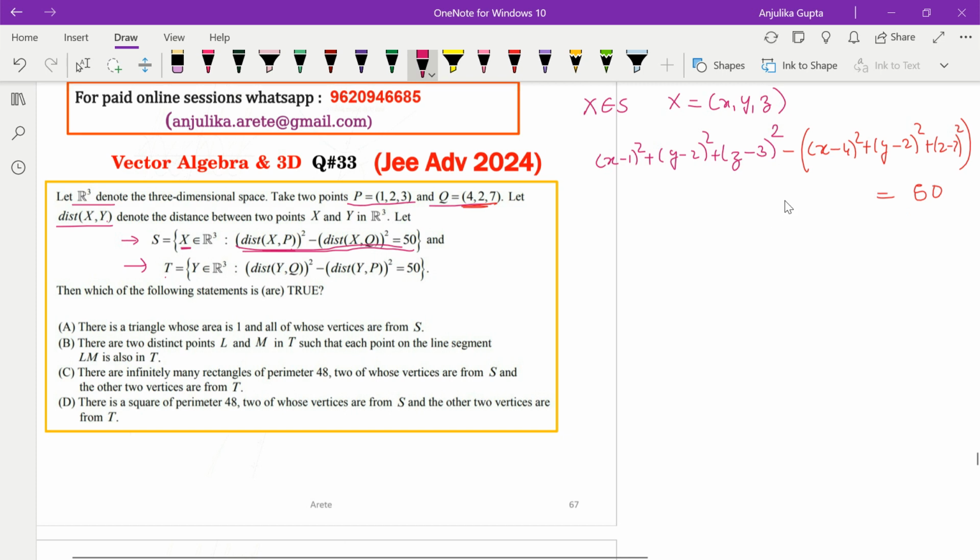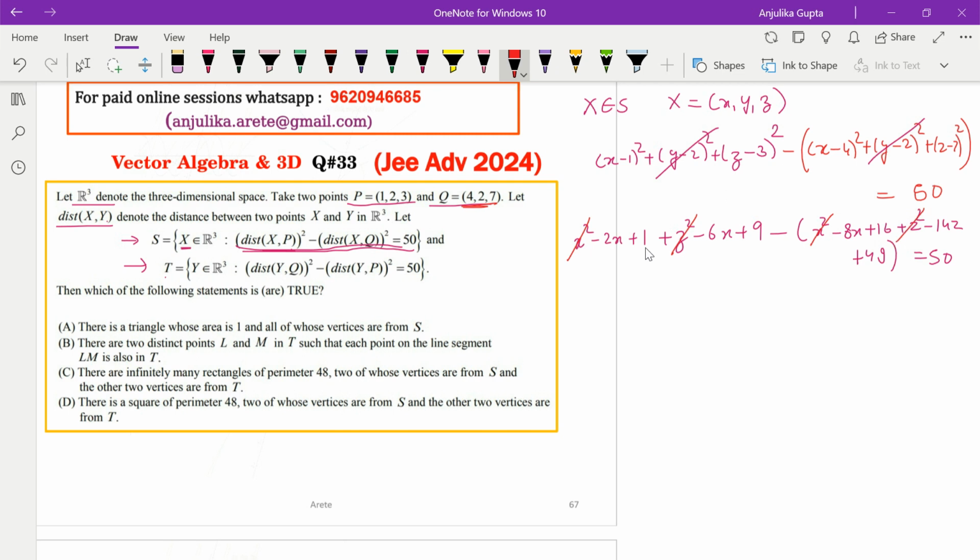Now let's try simplifying a little bit. You see this term is cancelling anyway, and you can simplify a little bit more. x square and z square are definitely going to get cancelled. So what you are left with is 6x plus 8z minus 55 is equal to 50. Or you can write the same equation as 6x plus 8z is equal to 105. That's your equation. What equation did you get?